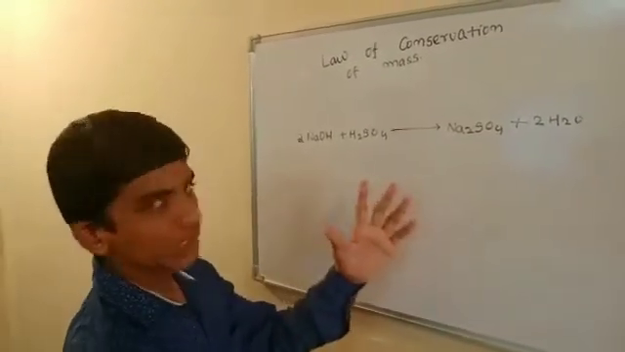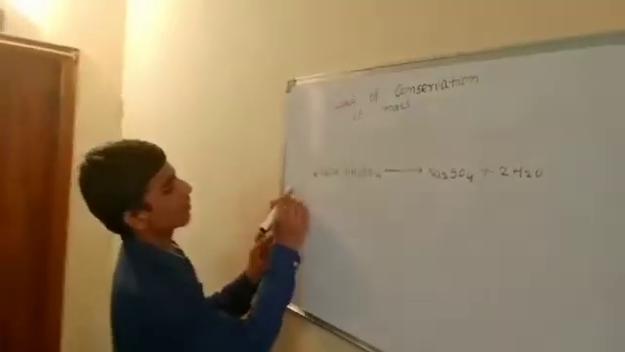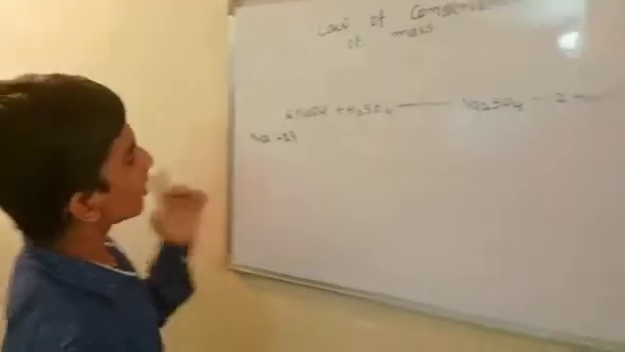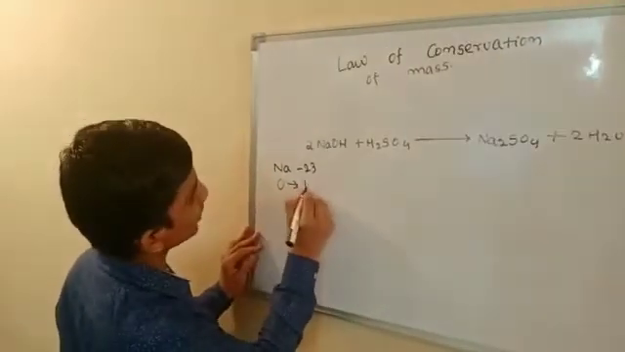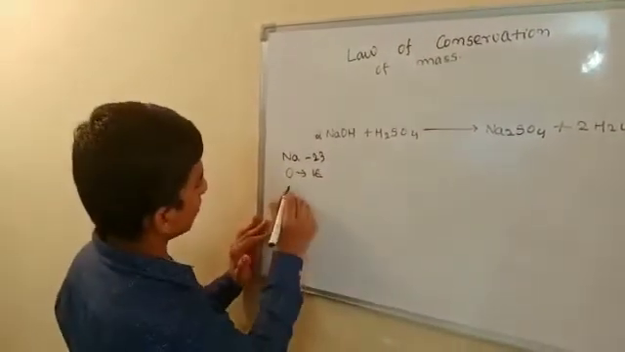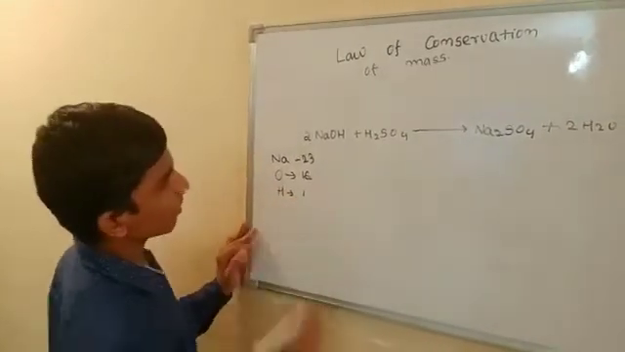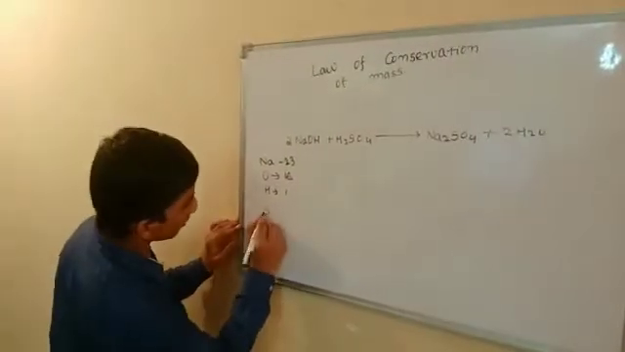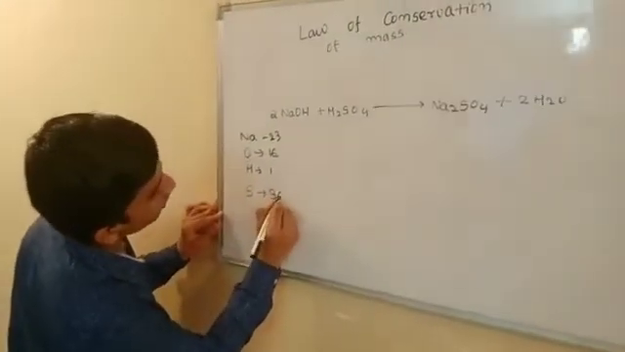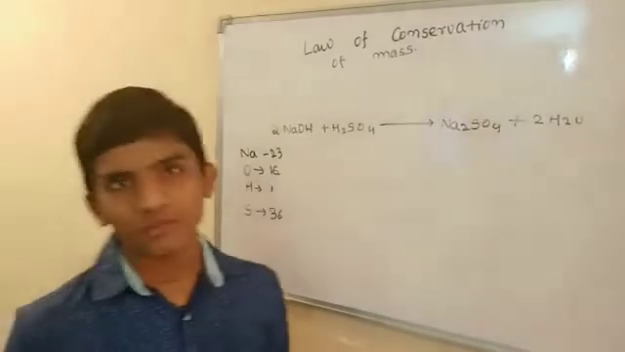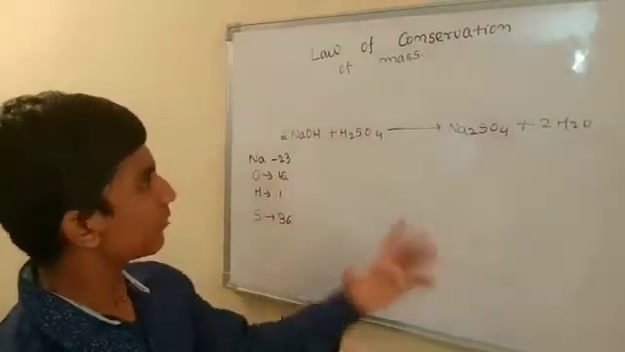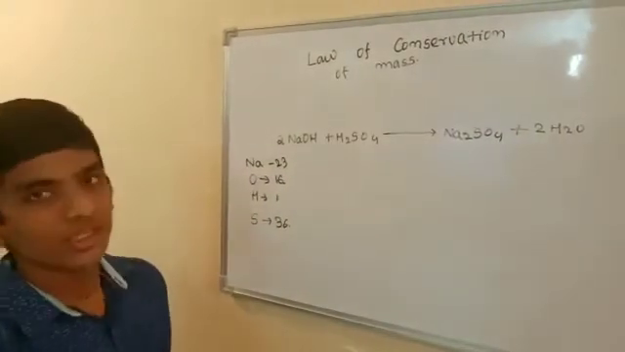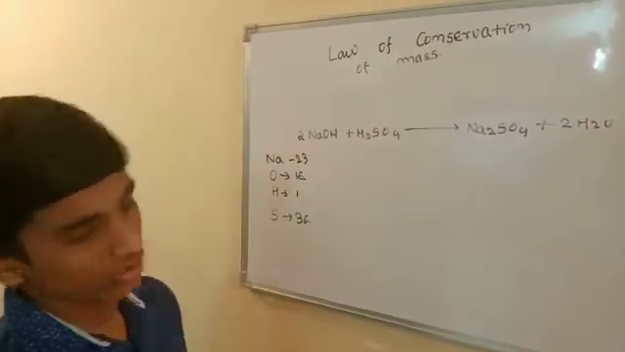First we have to know the weights of these elements. First one, Na weight is 23, and for oxygen 16 and for hydrogen is 1. And what is another element? Sulfur. Sulfur is 36. Now, what is law of conservation of mass? In reactant and product sides, if you have same masses, that is called law of conservation of mass. Now let us check whether this follows the law of conservation of mass or not.